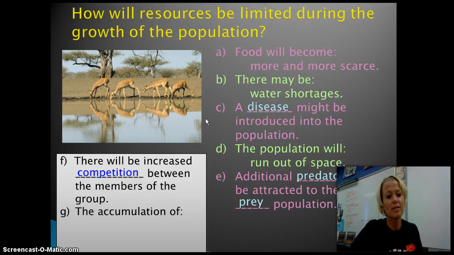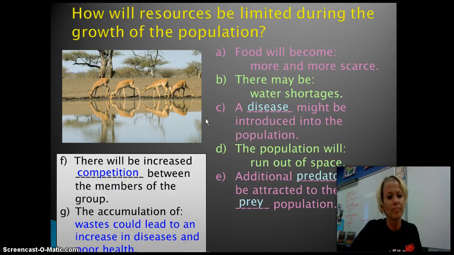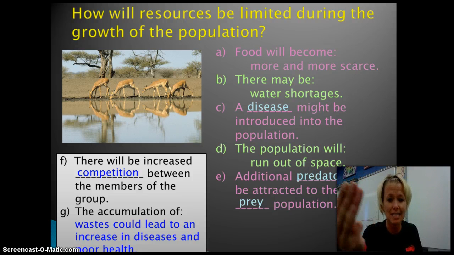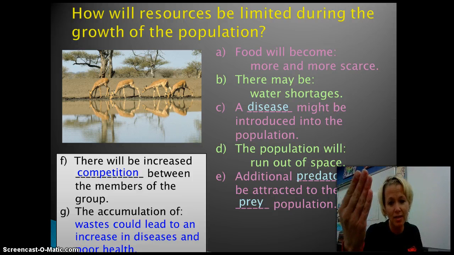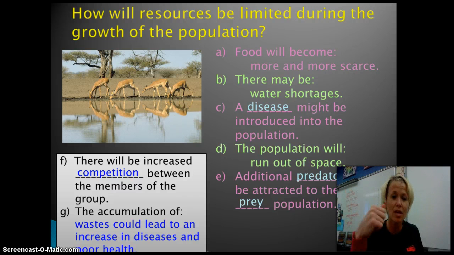So there's going to be increased competition, and then the accumulation of waste. So these are a lot of things that can affect population growth. Food becoming more scarce, water shortages, disease, space, predators, competition, and then living amongst your waste. So those are a lot of limiting factors.